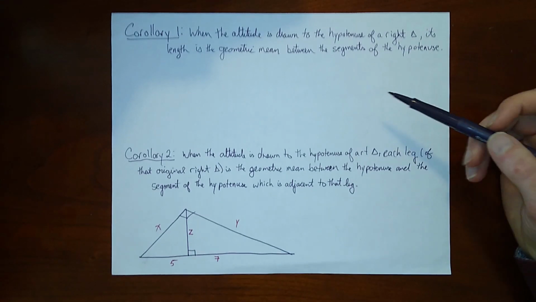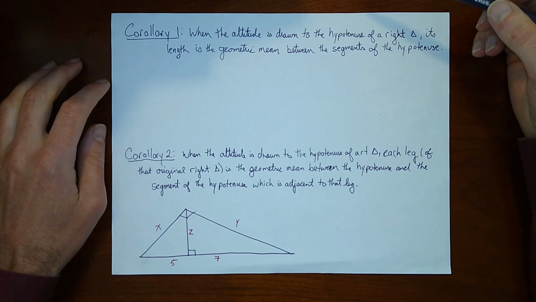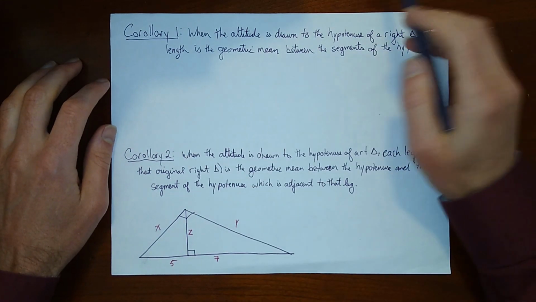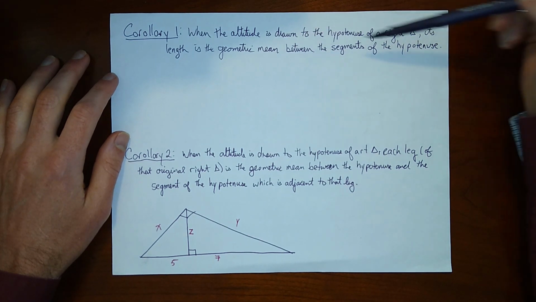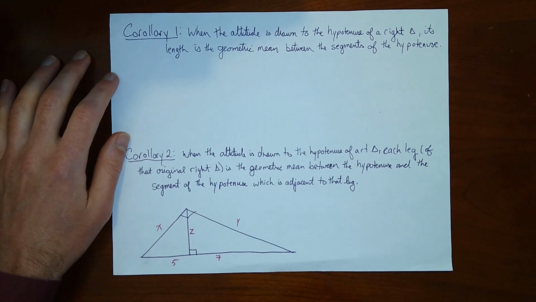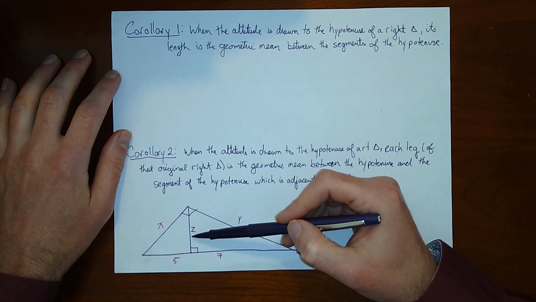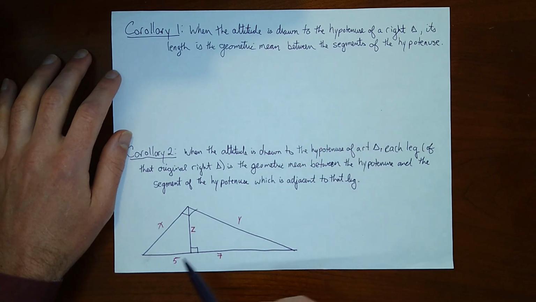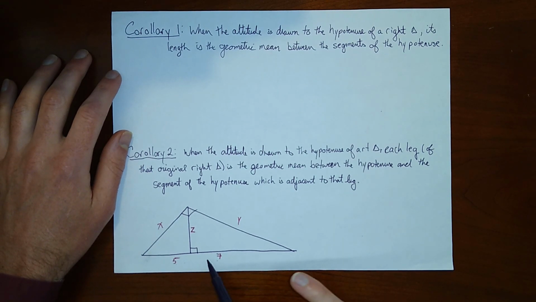Okay, so I went ahead and rewrote these corollaries out so that we can see them in writing a little bit more easily. We already discussed corollary 1. When the altitude is drawn to the hypotenuse of a right triangle, its length is the geometric mean between the segments of the hypotenuse. So again, for illustration, what that is saying is that the length of this altitude, z in this case, is the geometric mean between these segments that it creates on the hypotenuse. So I can find z by taking the geometric mean of these two numbers.